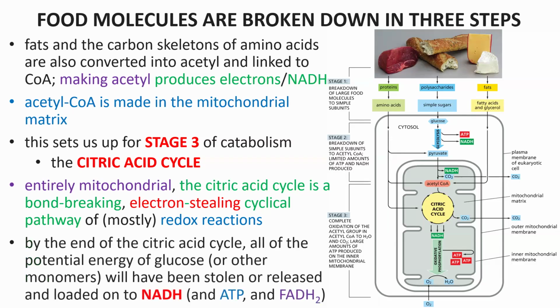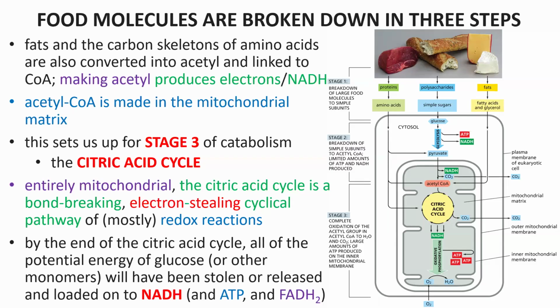By the end of the citric acid cycle, all of the carbons of glucose will already be released as carbon dioxide, and all of the potential energy from the bonds of glucose will have been stolen or released and loaded onto NADH, our catabolic electron carrier. Yes, we'll make some ATP, not much, but we'll make some.